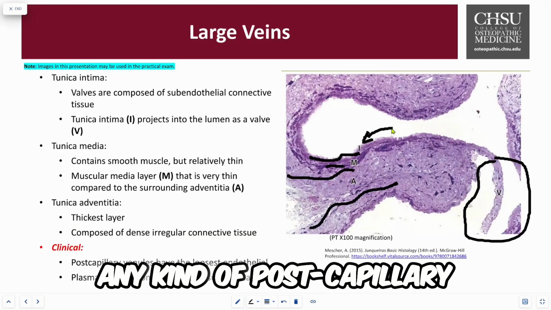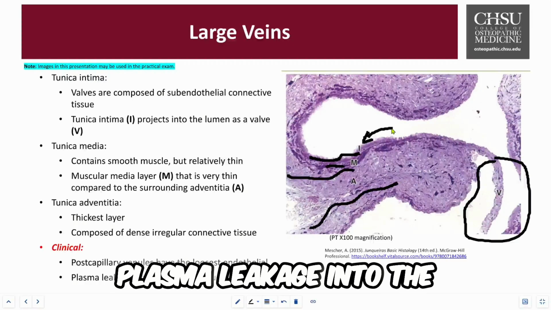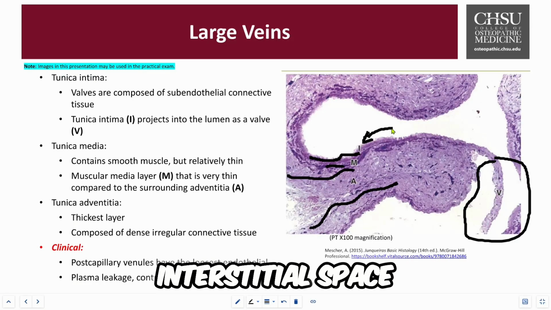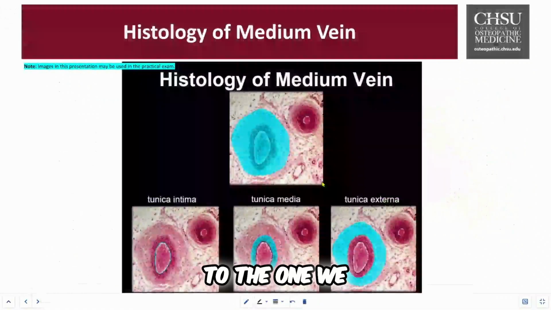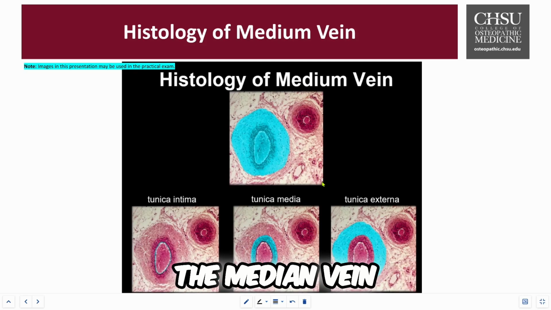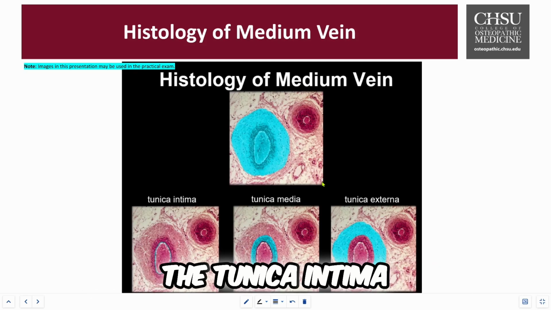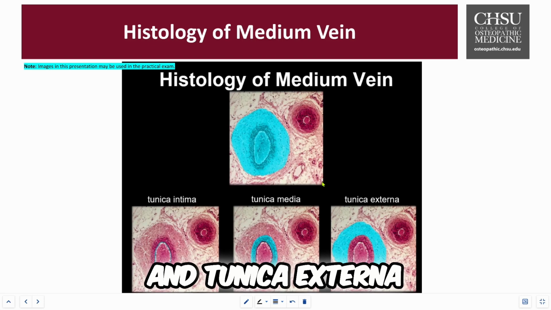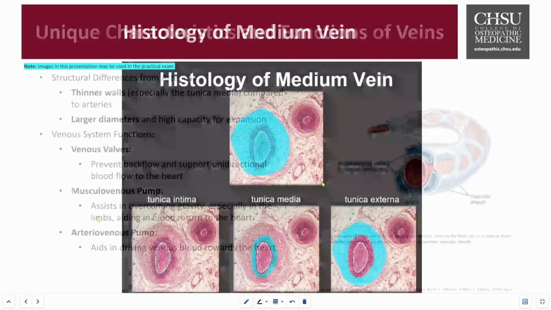Clinically, postcapillary venules have the loosest endothelial junctions, which can lead to plasma leakage into the interstitial space, and this often results in edema. This slide is similar to the one we saw before with the muscular artery, and it shows you an enhanced view of the median vein. The color-coded images highlight the tunica intima, the tunica media, and tunica externa. This makes it easier for you to identify these layers in a histological slide.